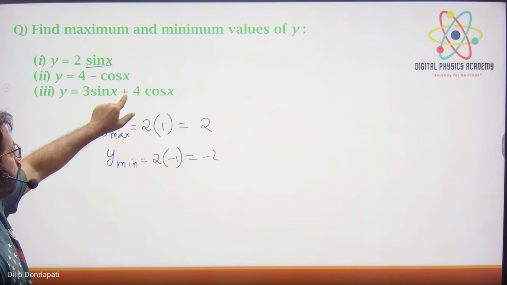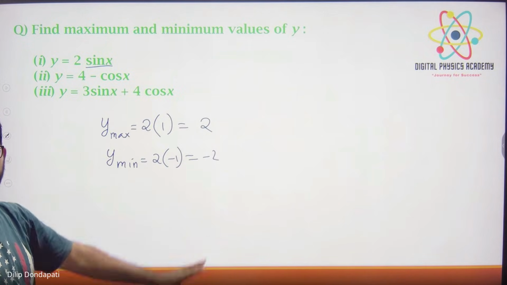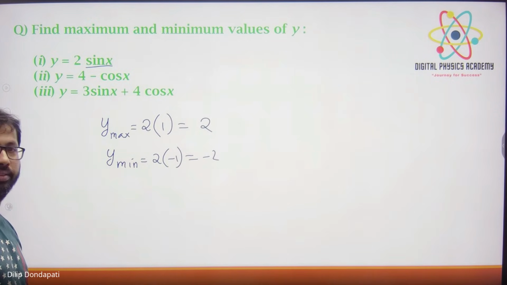Sir, I have a doubt. Yeah, tell me. In the root, do you take both plus and minus, or only plus? See, here -4 is there, that means -4 whole square.